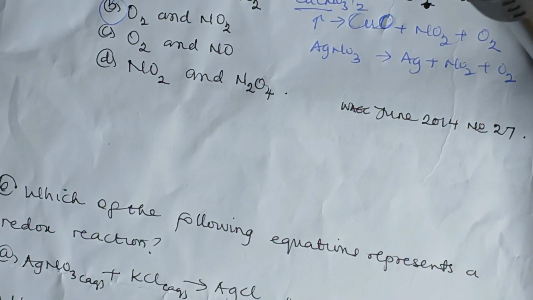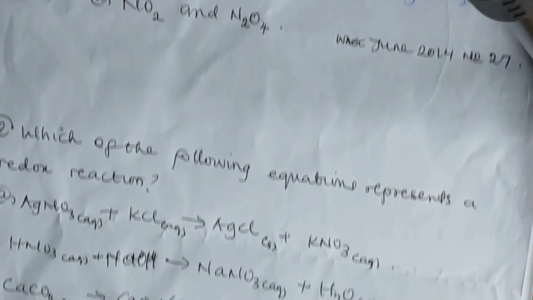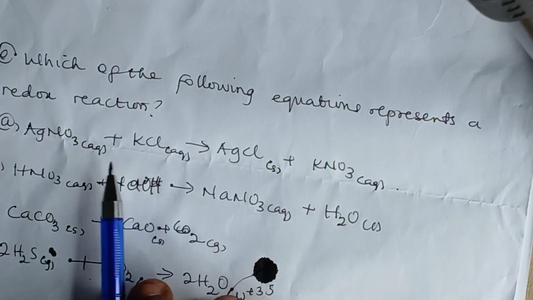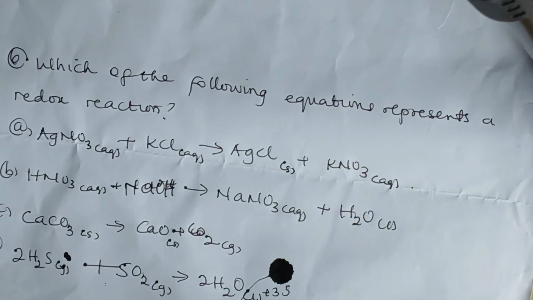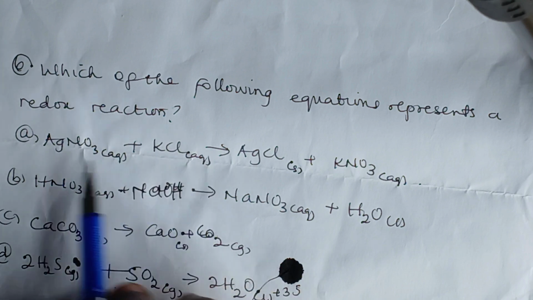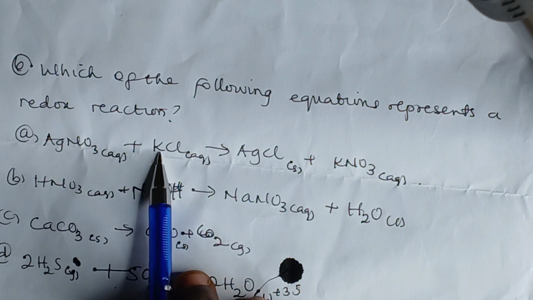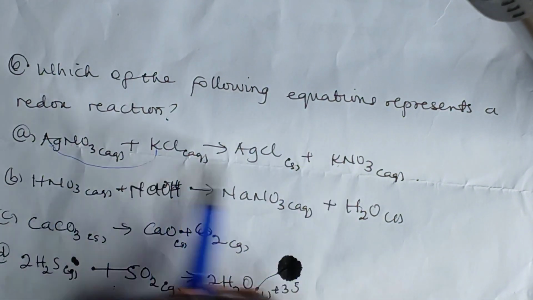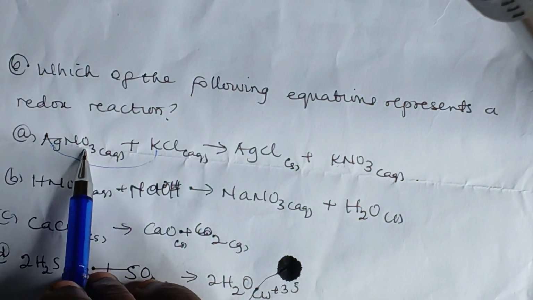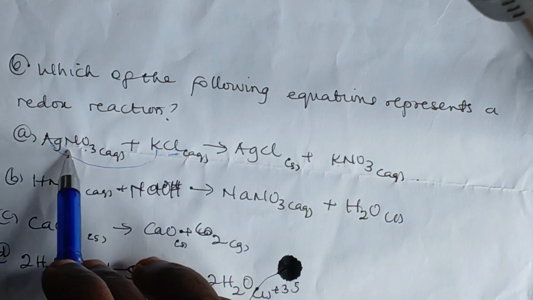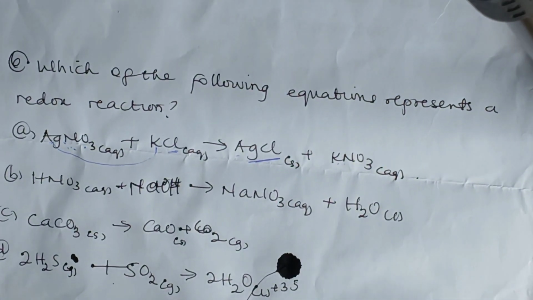Now from there we move on to the last number, which is: which of the following equations represents a redox reaction. The first one is like a double displacement, where potassium displaces silver because potassium is more reactive compared to silver, to get KNO3. And then chlorine displaces trioxonitrate from silver, taking over this position. So this is double displacement.